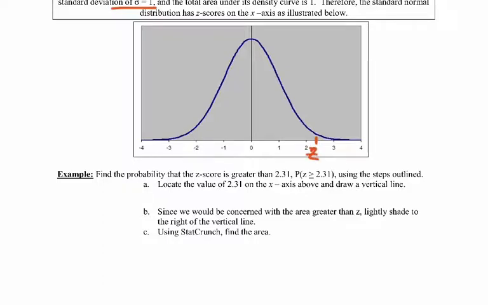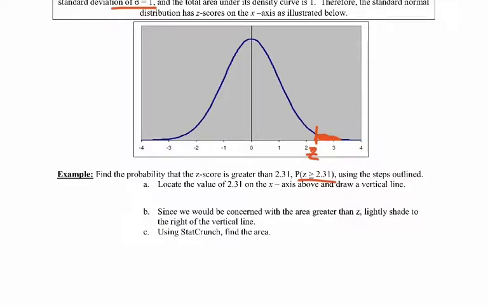And then it says, draw a vertical line. So there's my vertical line. Since we would be concerned with the area greater than z, since they want greater than 2.31, we're going to be on this side. Lightly shade to the right of the vertical line, and then using StatCrunch, find the area.